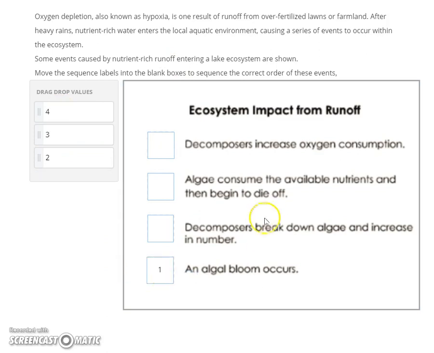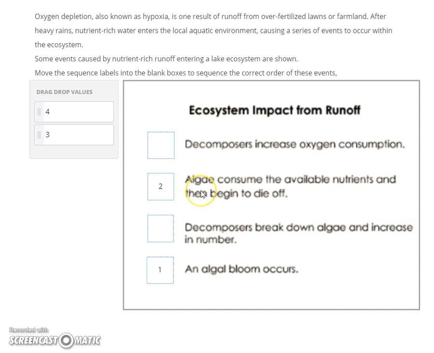That is step one. An algal bloom happens first. So that's the first step. Second, and this is how we get to the point where oxygen goes away. This is what we're trying to lead up to here. So the second step in this process is that the algae that have bloomed are now going to consume the available nutrients and then they're going to start to die off.